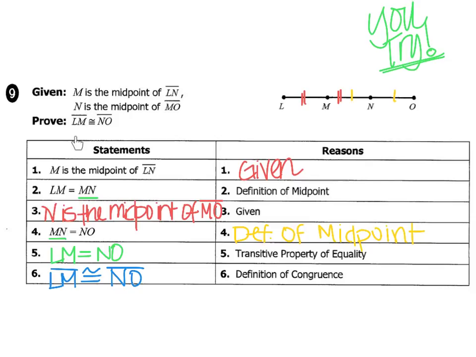And then last but not least, we're trying to prove that the segments are congruent, not that their measures are equal. So in order to go from measures are equal to segments are congruent, this would be definition of congruence.